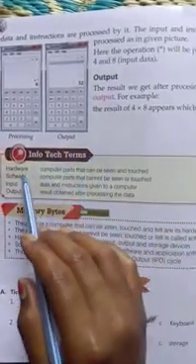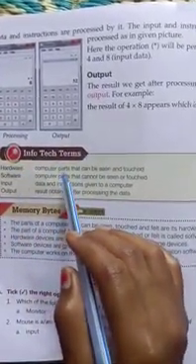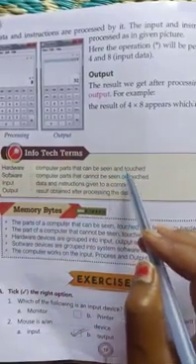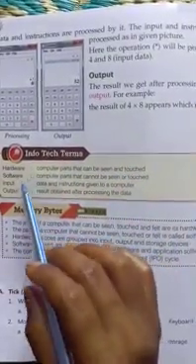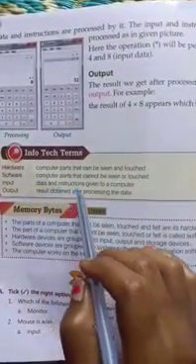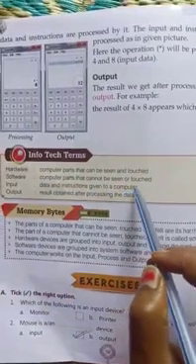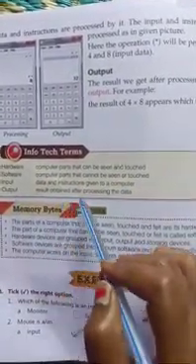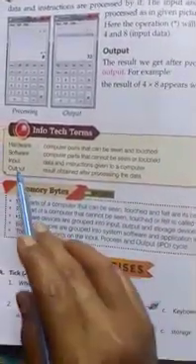Infotech terms. Hardware: computer parts that can be seen and touched. Software: computer parts that cannot be seen or touched. Input: data and instructions given to a computer. Output: result obtained after processing the data. That is called output.